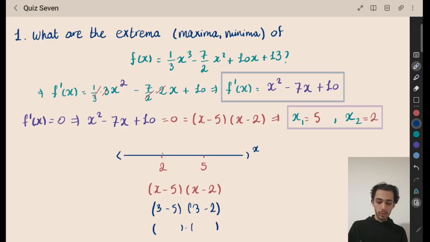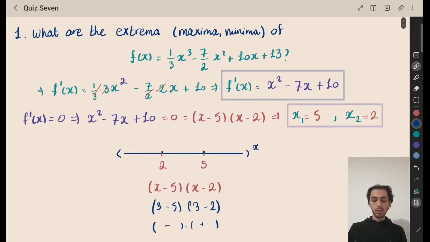I know here that the derivative is equal to 0, and here it is equal to 0. But I want to know what's happening in the middle. Is it positive? Is it negative? And this is not difficult to see. So 3 minus 5 is a negative value, and 3 minus 2 is a positive value. So probably this is negative.